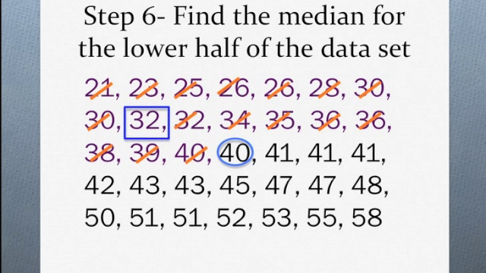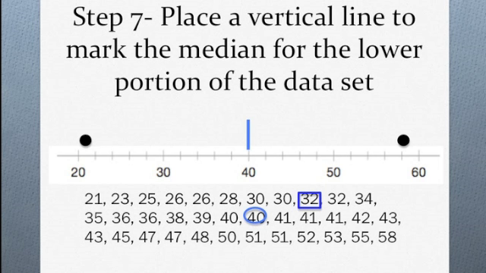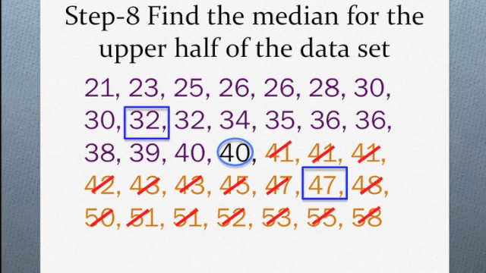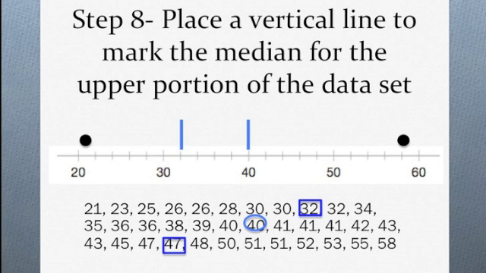We're also going to plot this 32 much like we did the number 40. So step 7 is to place another vertical line to mark the median for the lower portion of this data set. And guess what we do next? Step 8, find the median for the upper half of the data set, which would be numbers 41 to 58 in this case. So again, 1, 2, 3, 4, 5, 6, 7, 8, and our median number will be 47 in this case. So once again, we're going to plot this number with a vertical line on our table.